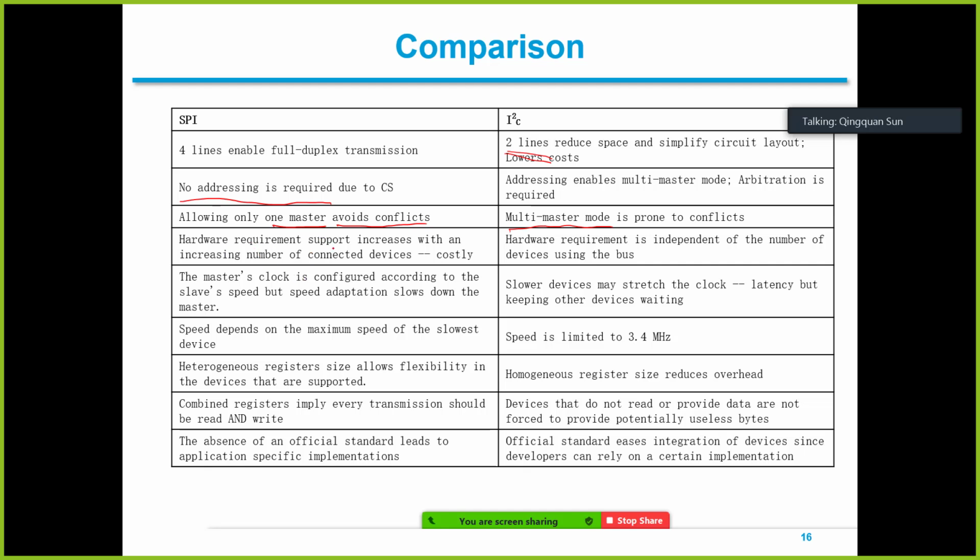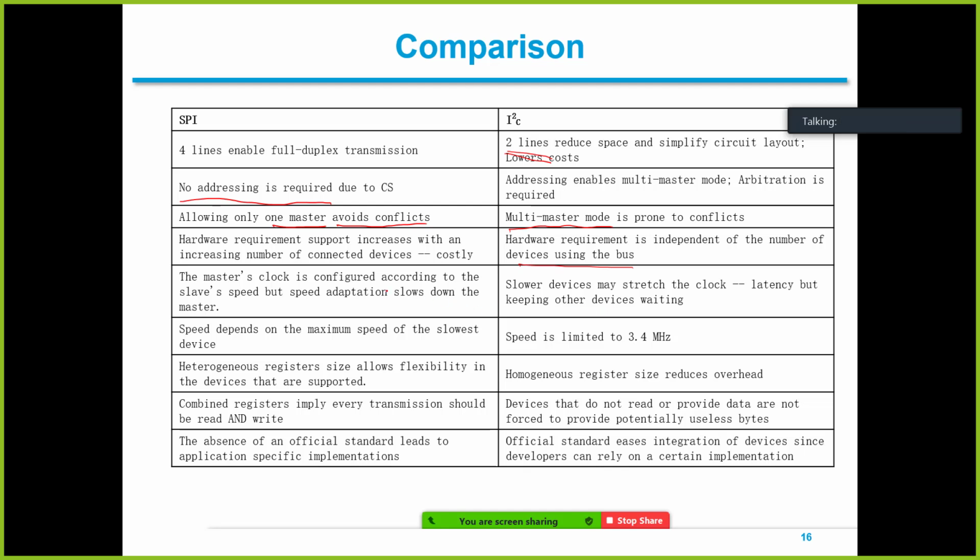Hardware requirement support increases with an increasing number of connected devices. I2C hardware requirement is independent of the number of devices using the bus. It's different. The master's clock is configured according to the slave speed, but speed adoption slows down the master. Slower devices may stretch the clock, causing latency and keeping other devices waiting.